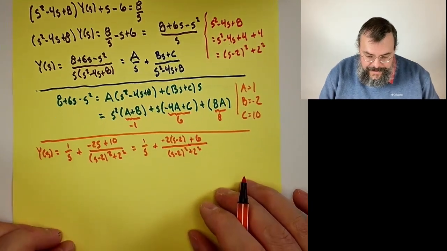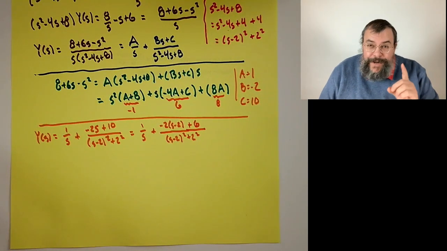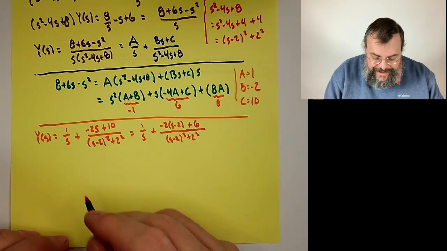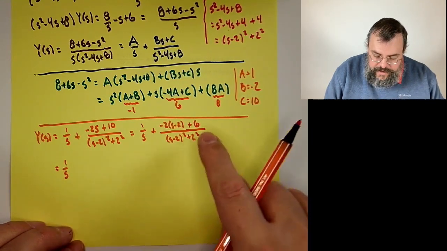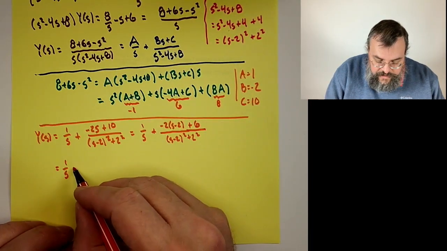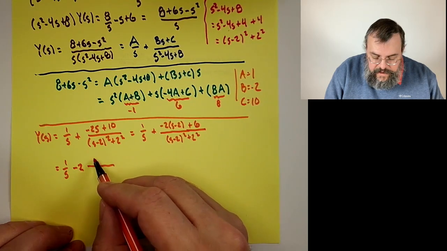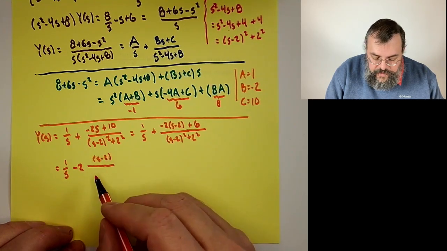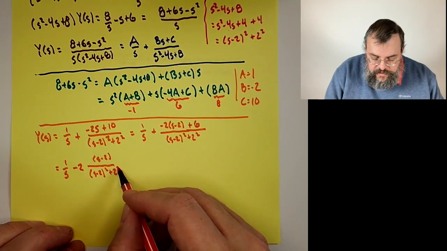We're almost there. And I know you're thinking, oh, more scratch paper, Steve? I don't think so. I think we'll make it. So what do we have? We have 1 over s. And now cover the 6. And I can pull out the minus 2. And then we have s minus 2 over s minus 2 squared plus 2 squared.